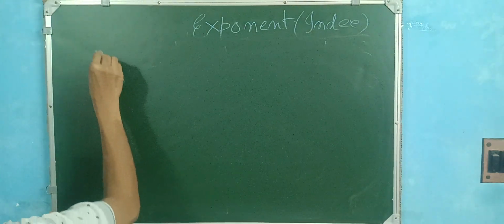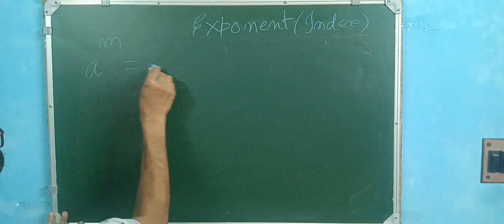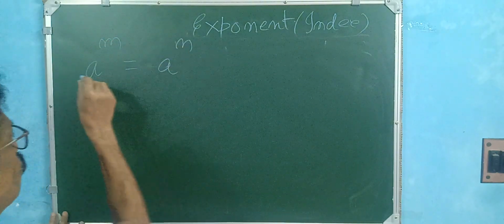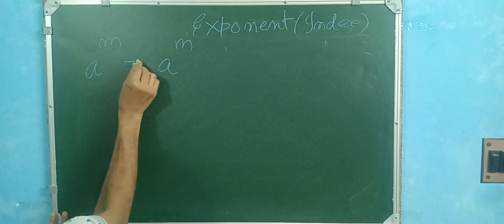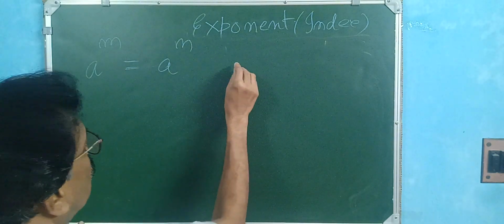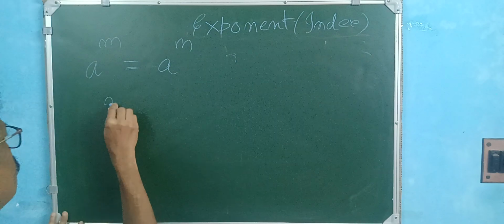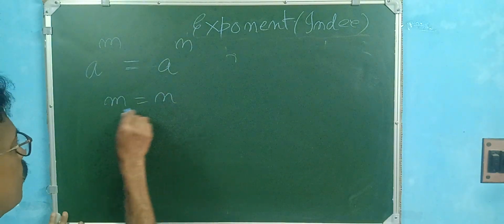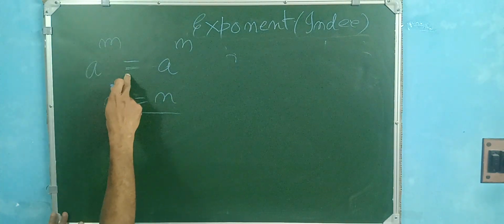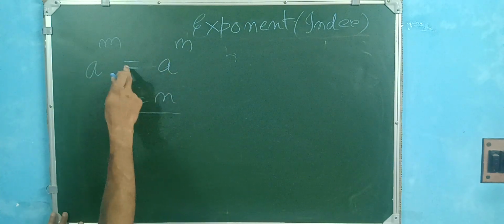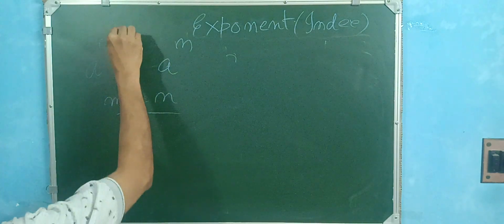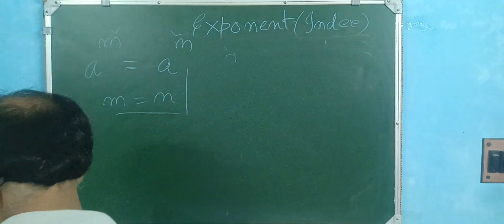First, a to the power m is equal to a to the power n. When bases are the same and this is the equal sign, you write m is equal to n. First, a to the power m is equal to a to the power n and bases are same. Here is the equal sign. That means m is equal to n.